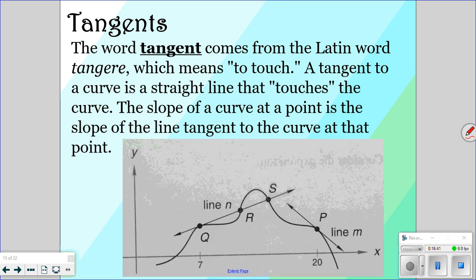So if you look, line M is tangent at point P. And so if we wanted to find what the slope at point P was, we'd find the slope of line M.